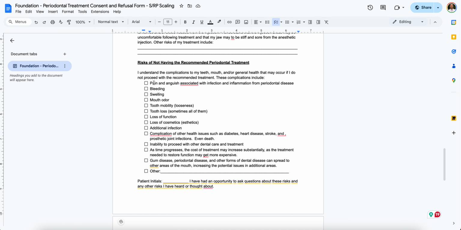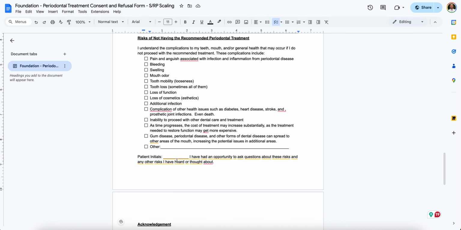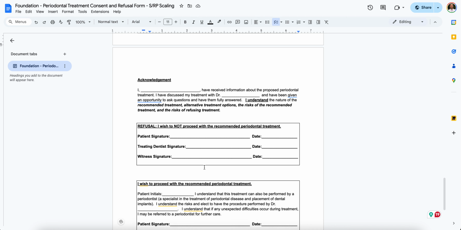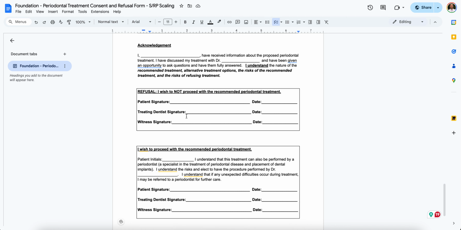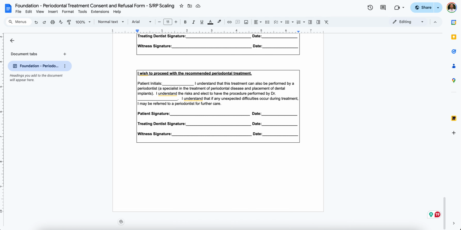And what I would do is actually go through all of these with the patient, have them sign it, add any other ones that might be there, and then at the end, have them sign the refusal form. If they want to do treatment, as most patients would, you have them sign this here. So that's that.